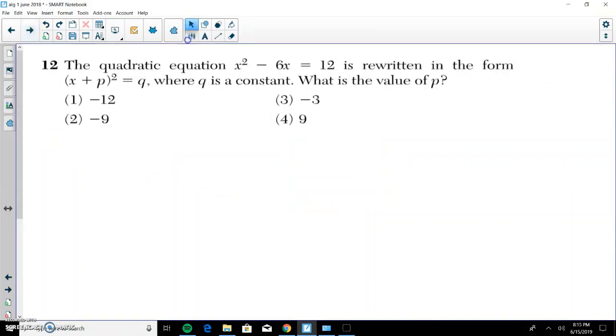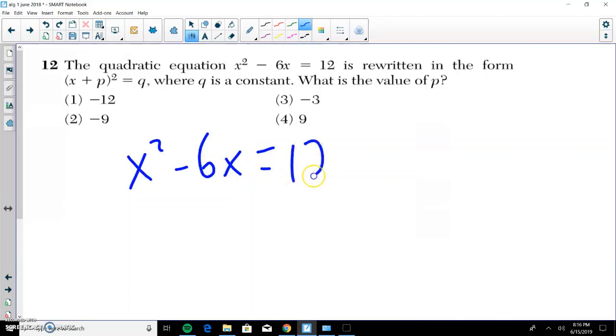Okay, the last one for this video. The quadratic equation x squared minus 6x equals 12 is rewritten in the form x plus p squared equals q, where q is the constant. What is the value of p? So q is the constant. We have to get x squared minus 6x equals 12 in this form. We have to find what p is.